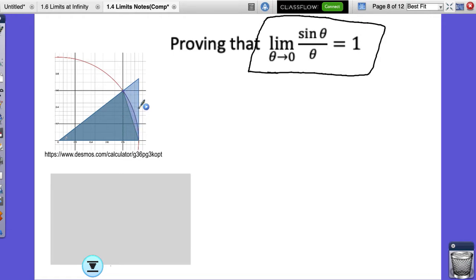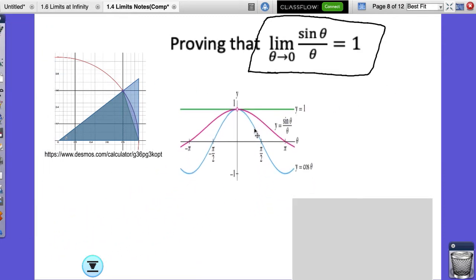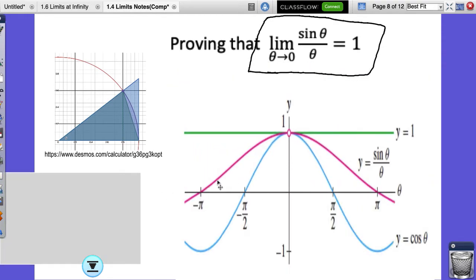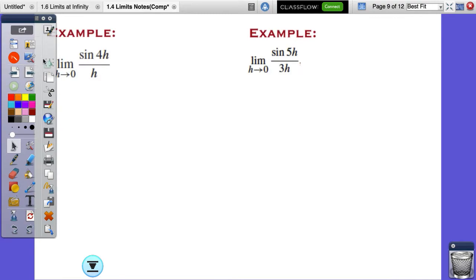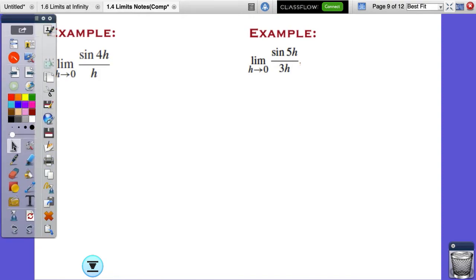We can back our way into the squeeze theorem, and so basically what happens is we have this graph right here. Our pink one is the sine of theta over theta, and we could squeeze it in between cosine and 1 to prove that it's actually 1. All right, but we can use that. We could use that actually to prove the problems we skipped just a few minutes ago.